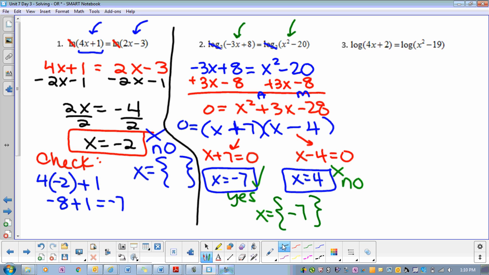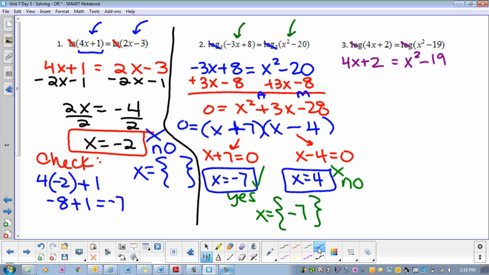All right, so let's try the next one. Guys, what do I do with those two logs? Drop them. So you have 4x plus 2 equals x squared minus 19. How do I solve this?